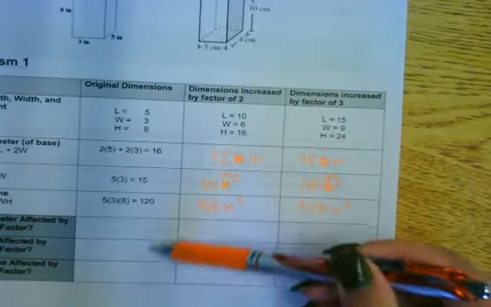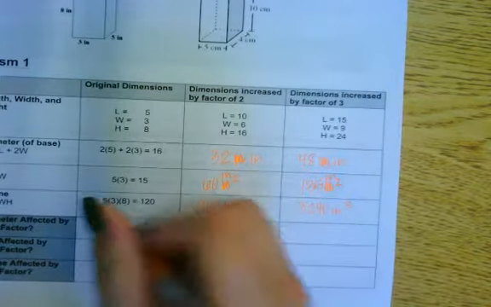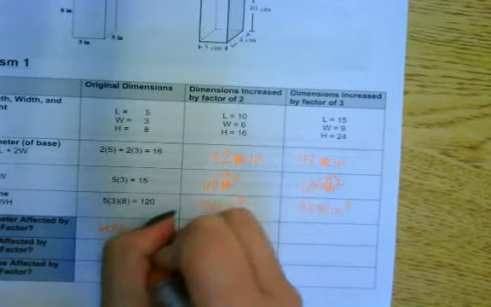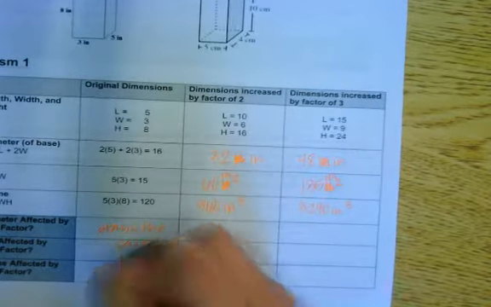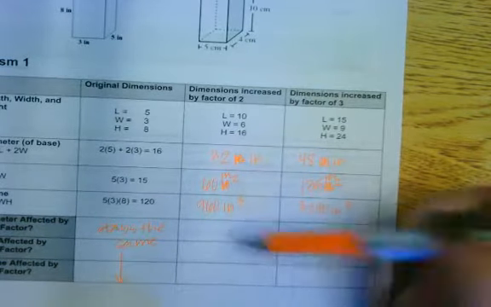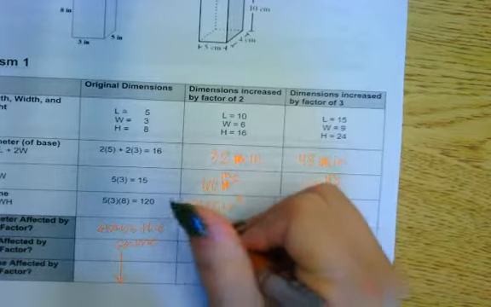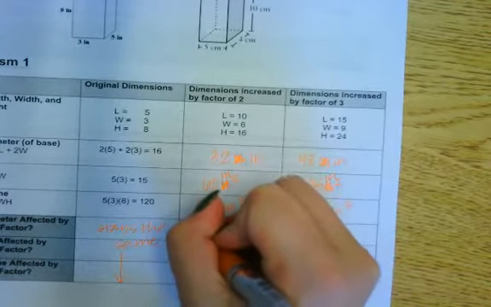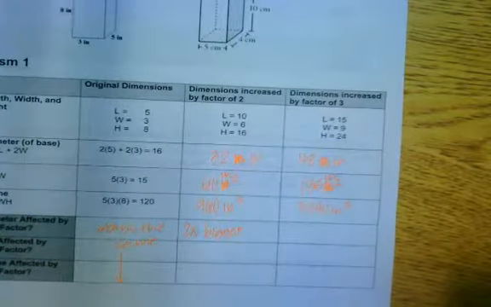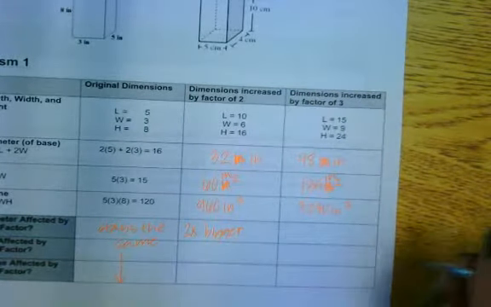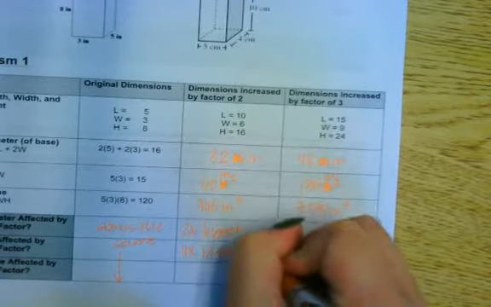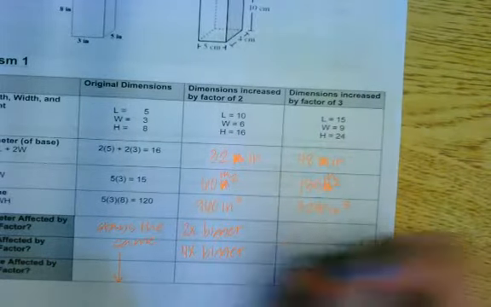Okay, what happened to our original dimensions as we increased our dimensions by 2 and 3? What happened here? Nothing, right? So it all stays the same. Okay, what happens when you increase the perimeter by a scale factor of 2? How many times bigger? 2 times bigger. How many times bigger was the area? 4 times bigger. How many times bigger was the volume? 8 times.